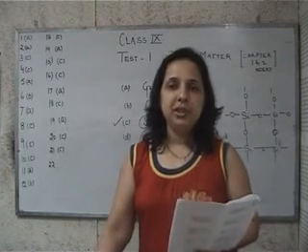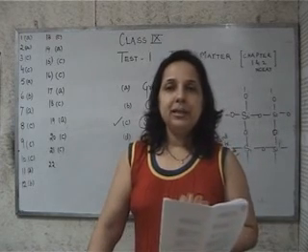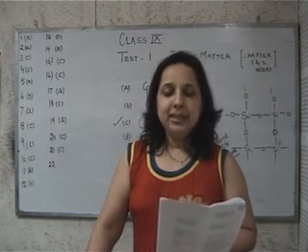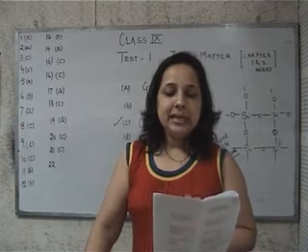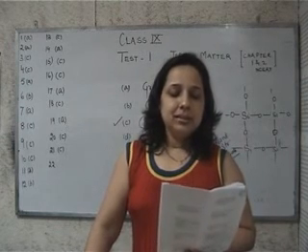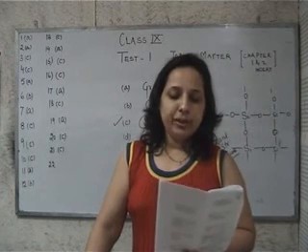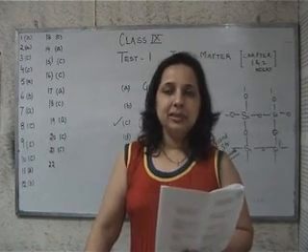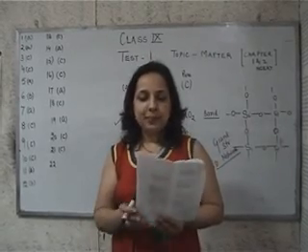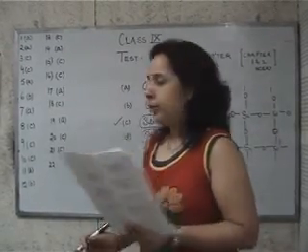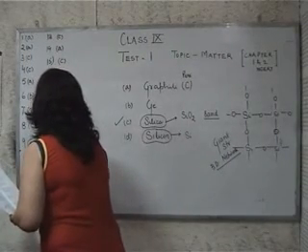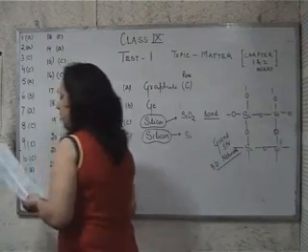B option is germanium. Chromium is a metal, a good conductor. Gallium is a metalloid. Potassium is again a metal. Germanium is a semiconductor. Question number 22, your option will become B, that is germanium.